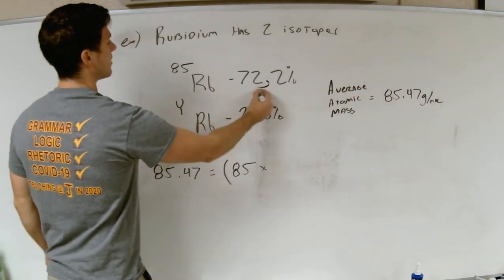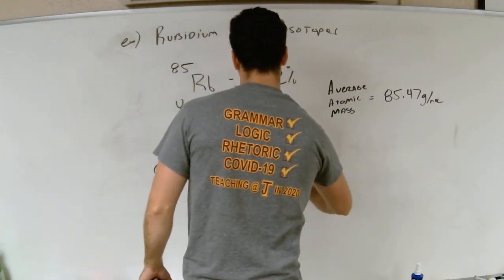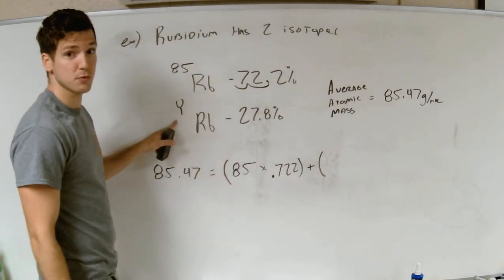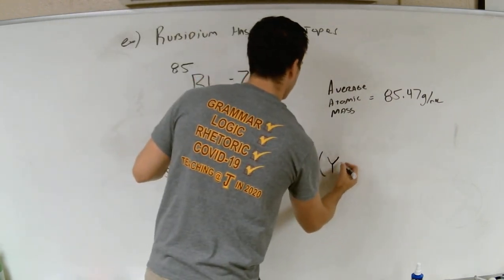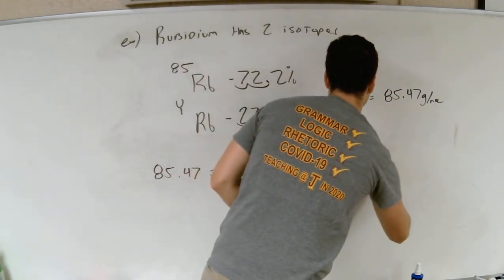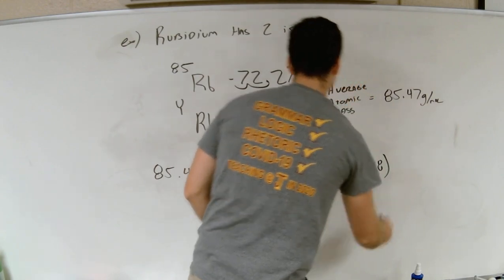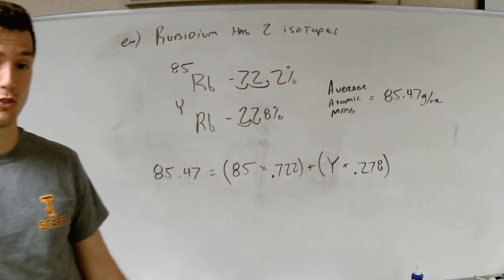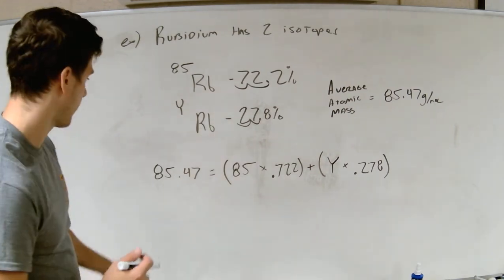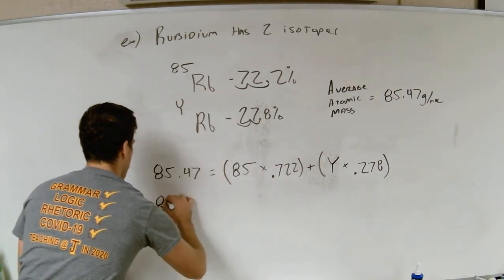Percent abundance is 0.722. Mass number for this one we don't know. We'll label it as Y times percent abundance 0.278. Okay, now we're just getting into some algebra. Let's go ahead and simplify where we can. Okay, this is as simplified as it'll go.